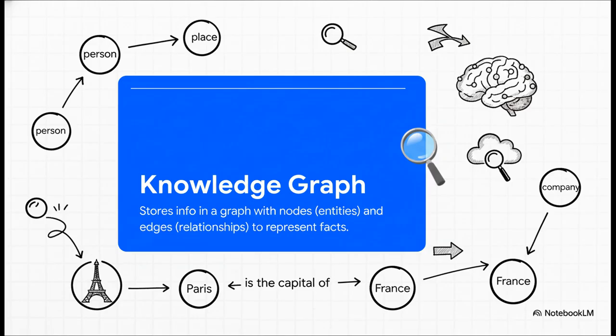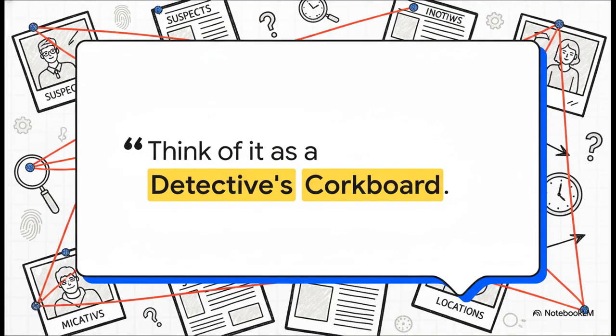So you might have a node for Paris connected to a node for France with an edge that says, is the capital of. It's just a giant web of interconnected facts. The perfect analogy for this is a classic detective's corkboard, right? You've got the photos of suspects and locations, those are your nodes. And you've got the red string connecting them all, showing motives, timelines, and connections, those are your edges. Every single connection is deliberate and explicit.